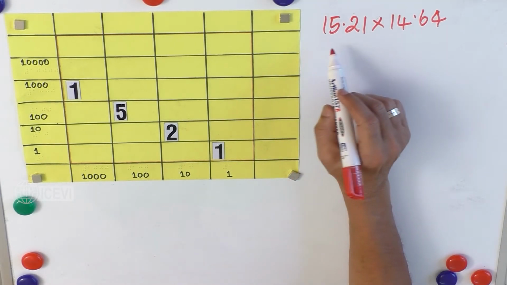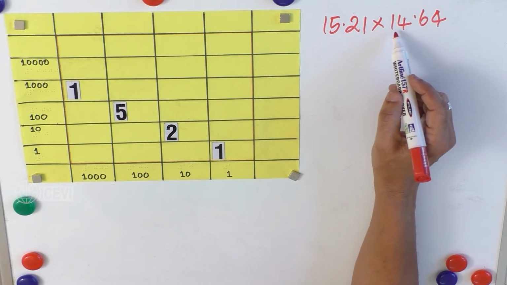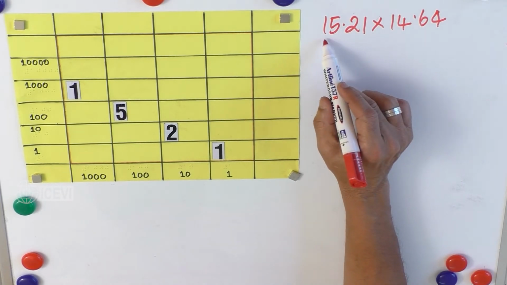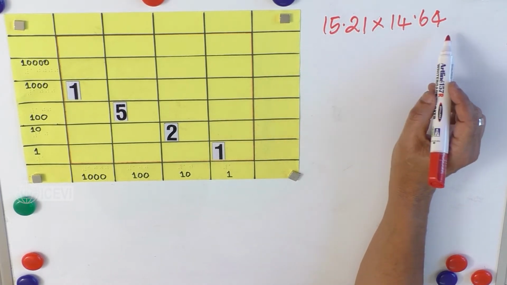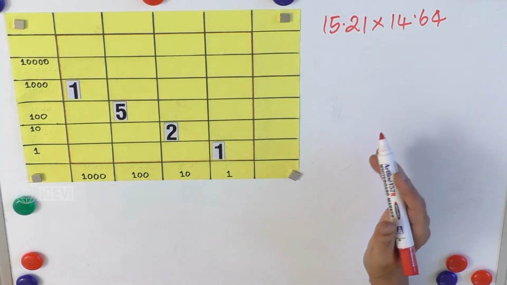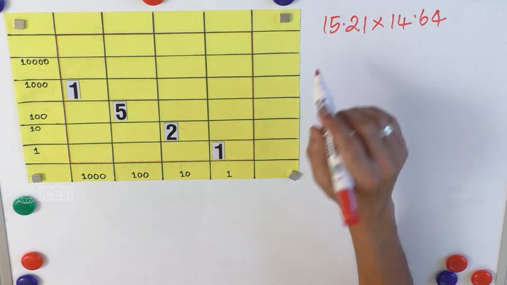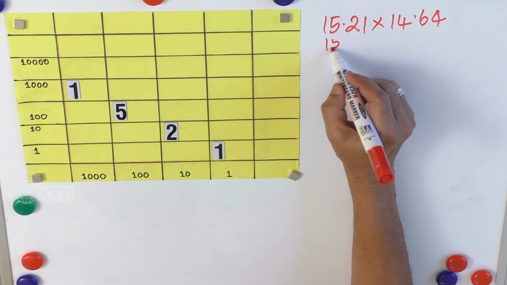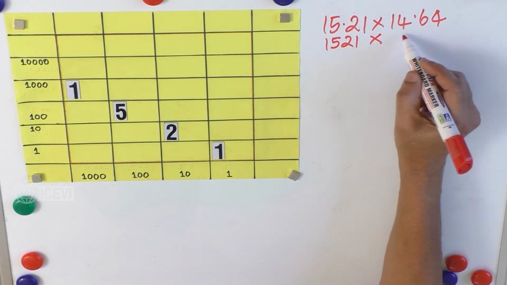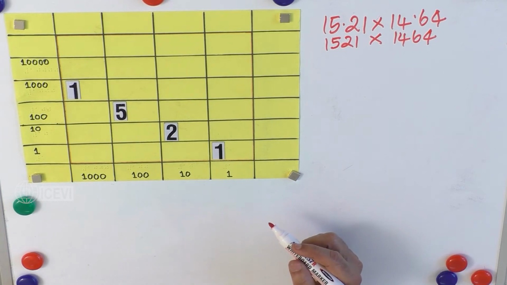So we had already demonstrated how 15.21 can be multiplied with 14.64. Usually we treat the numbers as whole numbers and multiply, and then finally we allocate the decimal portion in the multiplied value. So in that case, we treat 1521 as a 4-digit multiplier and 1464 as a 4-digit multiplicand.